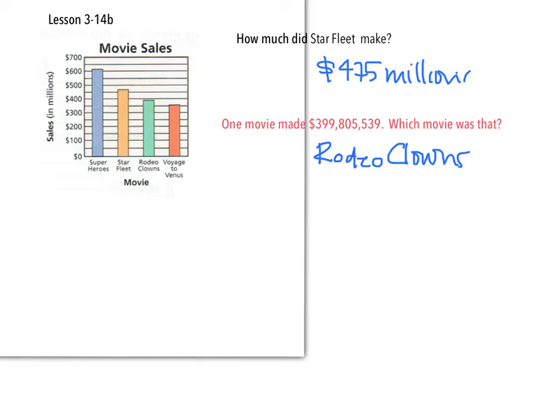All right, and then our final question for this one is, John said Superheroes brought in $265 more than Voyage to Venus. Is he right? Explain.